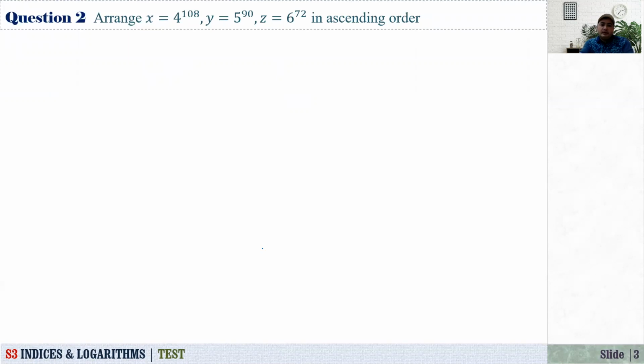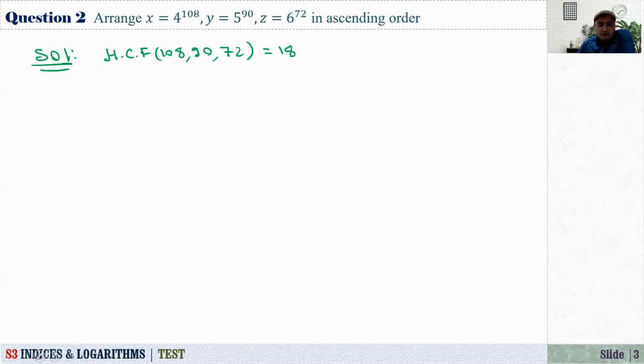Another example: arrange the following numbers in ascending order. Let me just use green. Solution. What is the highest common factor of 108 and 90? The highest common factor is 18. Yes, it is 18. All numbers are divisible by 18.